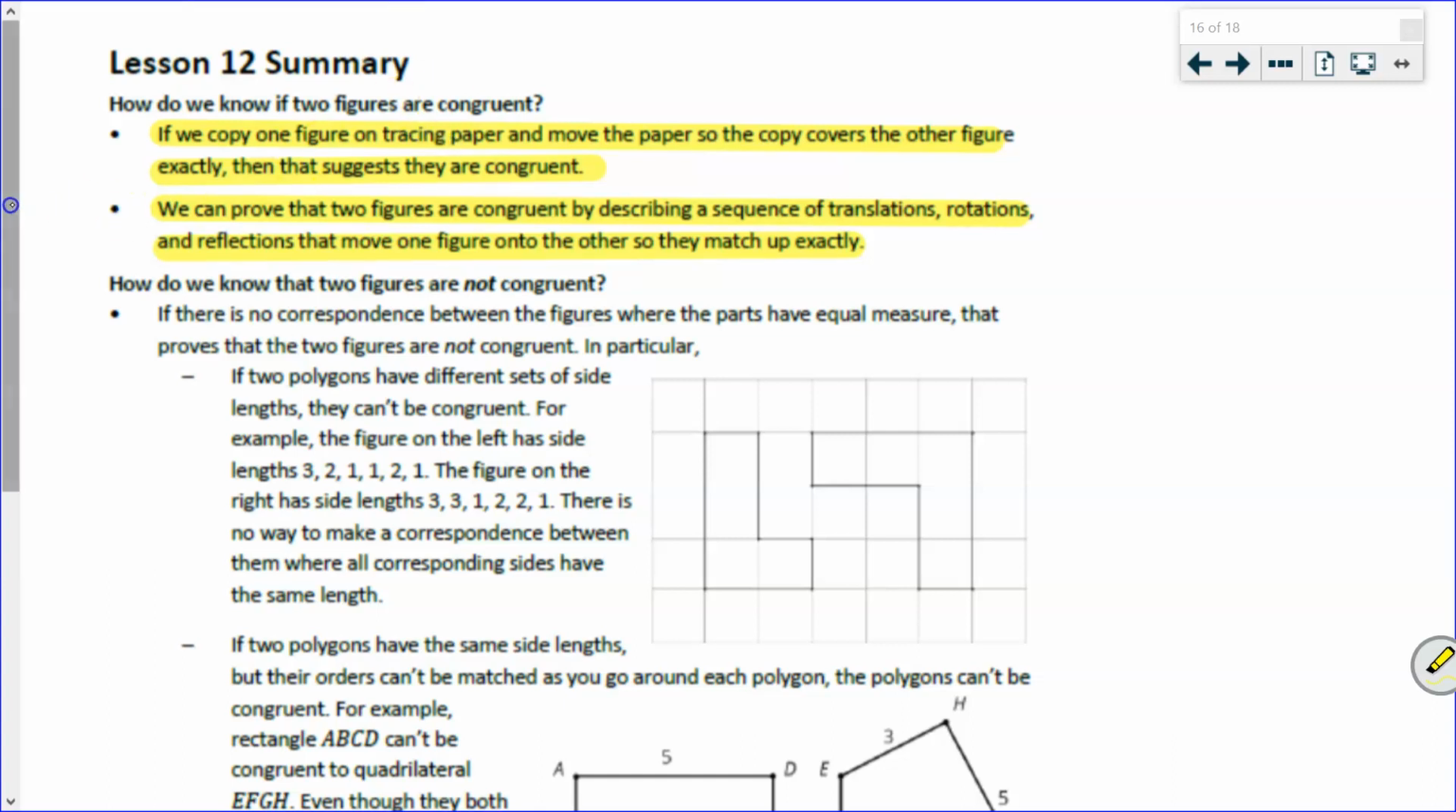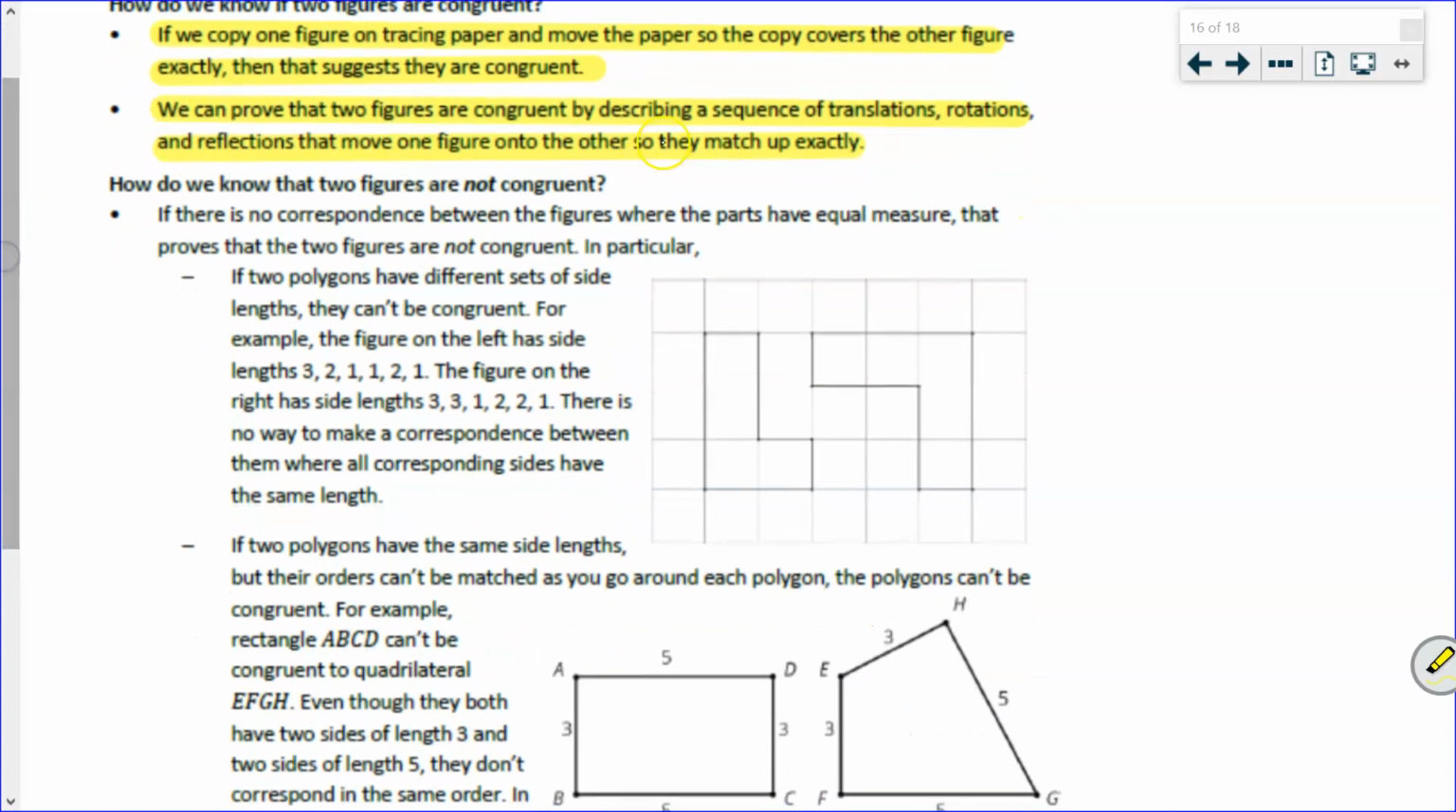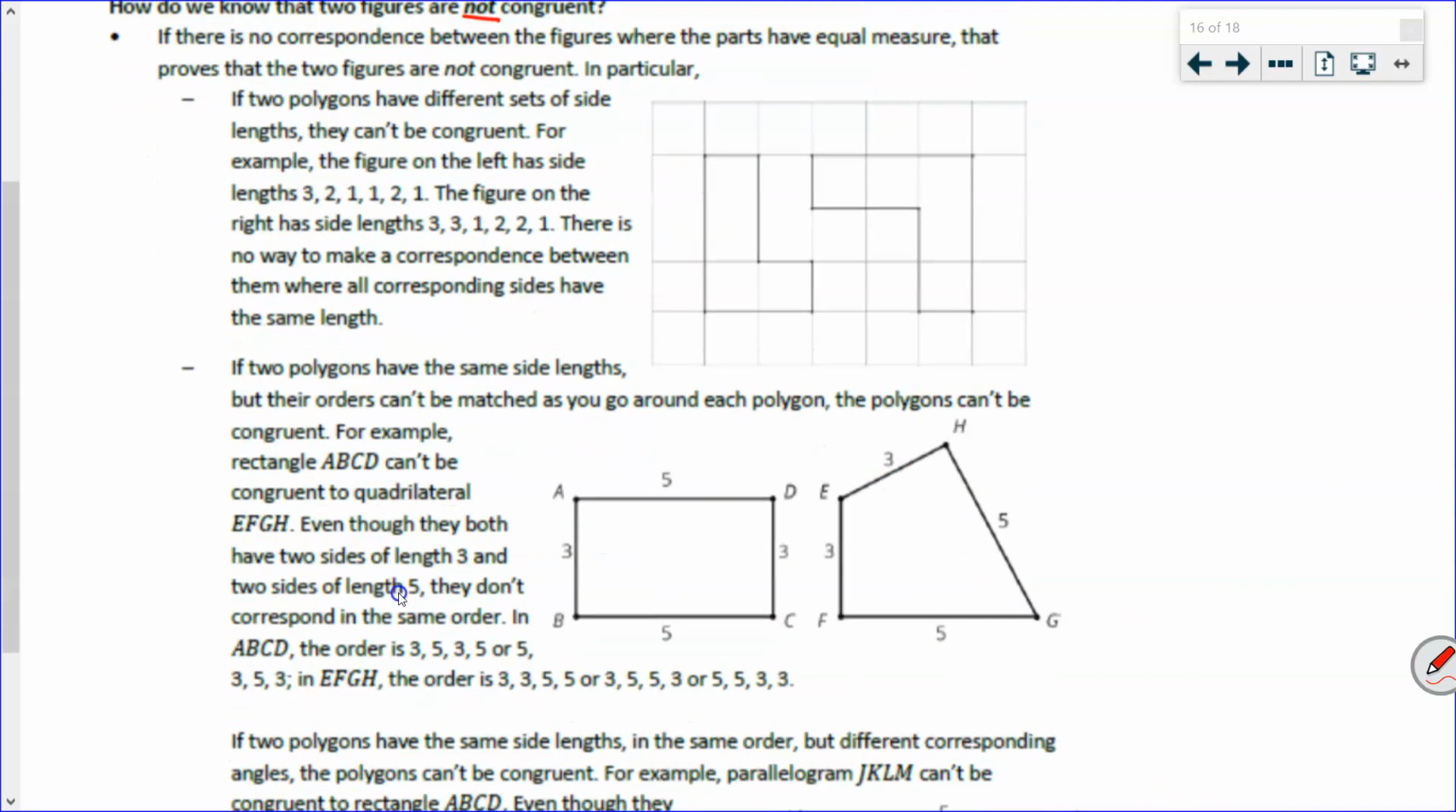How do we know when two figures are not congruent? Well, sometimes it's pretty obvious, and we can just tell that obviously they're not congruent. But I also want you to be careful about some interesting features. So we're actually going to skip down for the sake of time. We're going to skip down here where we see these polygons.